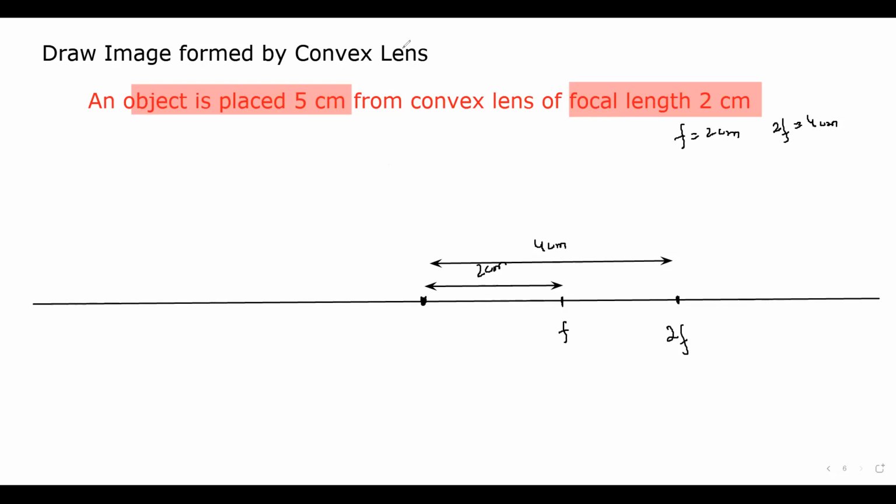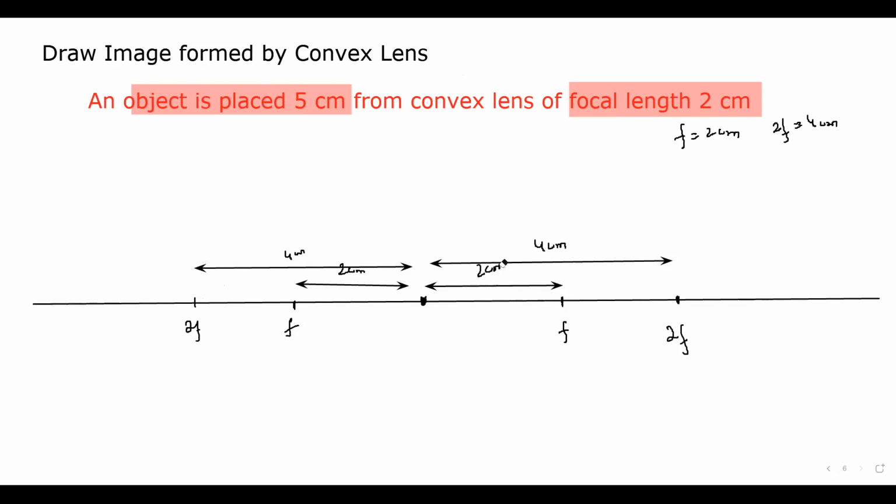Then do this on the other side as well. We marked F and 2F on the right hand side, and now we'll mark F and 2F on the left hand side. So measure 2 centimeter on the left hand side and mark a position F. And then measure 4 centimeter and mark a point 2F. So mark the points F and 2F. F is 2 centimeter and 2F is 4 centimeter, on the right hand side as well as on the left hand side.